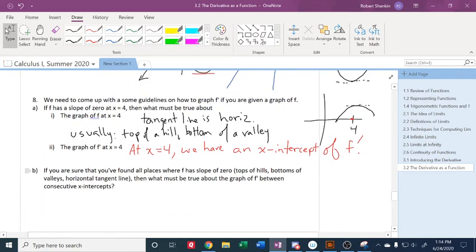what must be true about the graph of f prime between x-intercepts? F prime must be entirely above or below the x-axis.